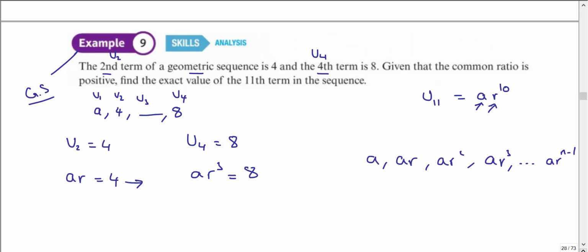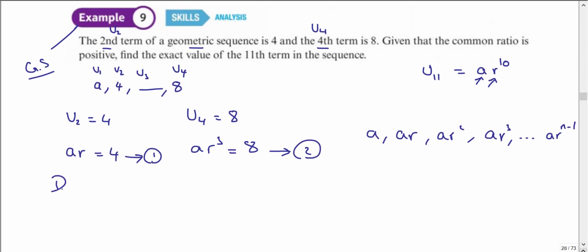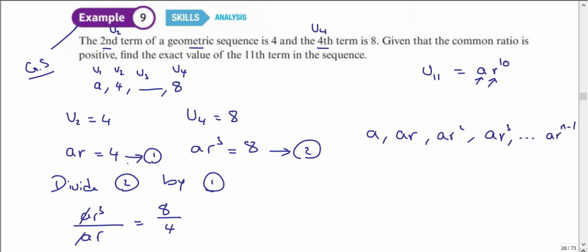In a geometric sequence, Adam, when you have two equations you always divide. Why divide? Because if you divide 2 by 1, AR cubed divided by AR, A will cancel out. And that's a good thing. It means you can solve and get R. So 8 divided by 4 means R squared, because R cubed over R is R squared, equals 2.